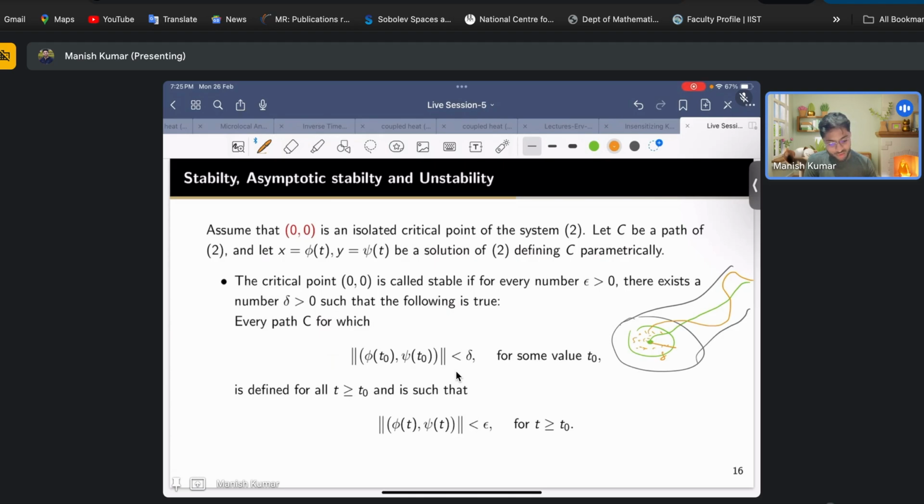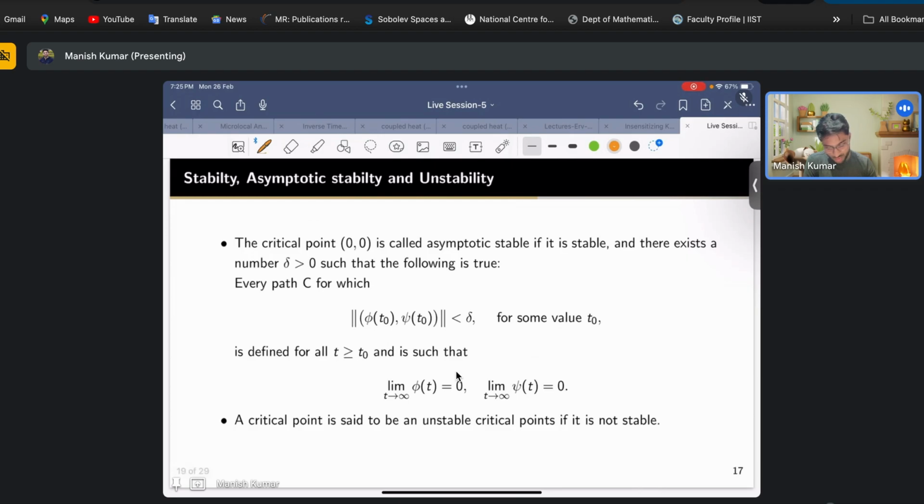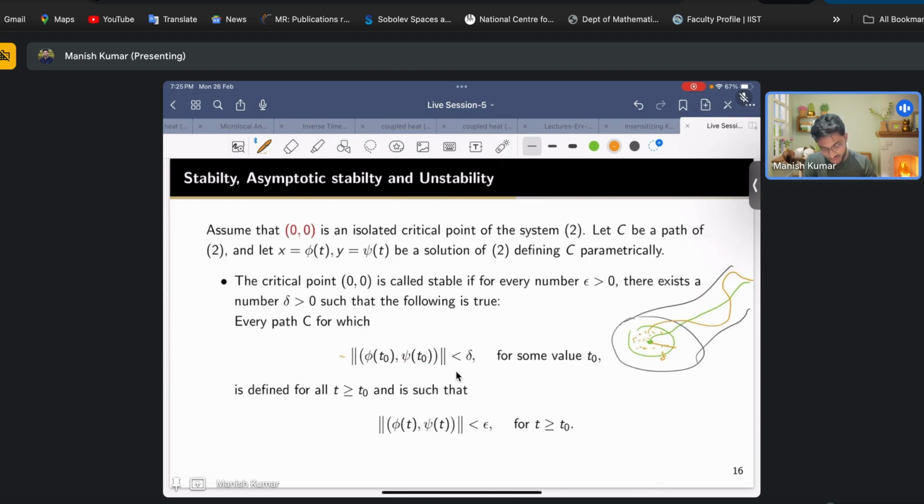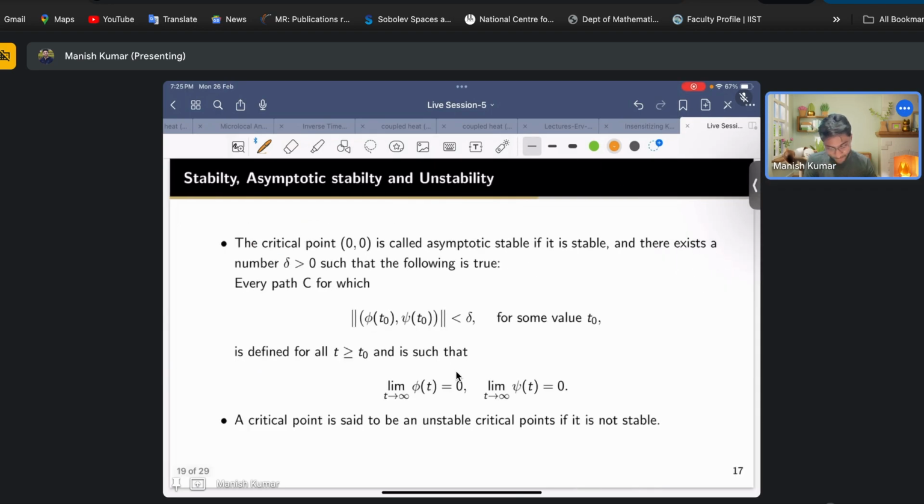And for asymptotic stability, you know that the orange line should converge to the green line. That's it. So this is what is written. This norm is the Euclidean norm, so phi(t0) squared plus psi(t0) squared. And unstable means which is not stable is called unstable.